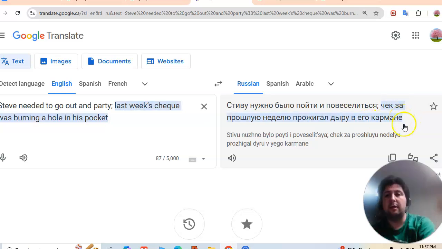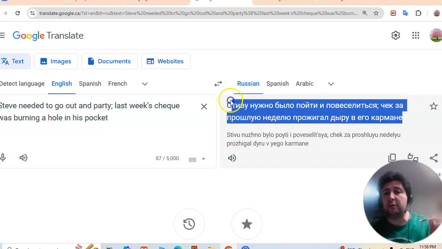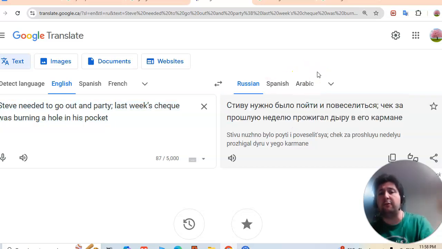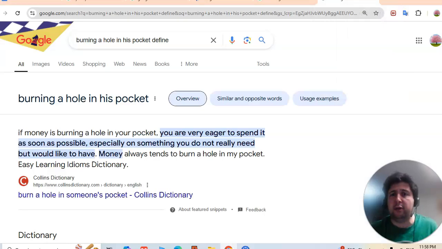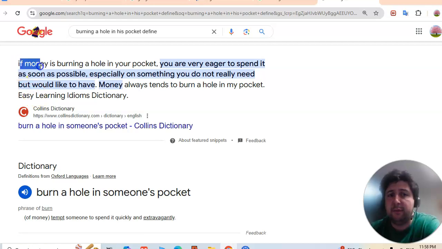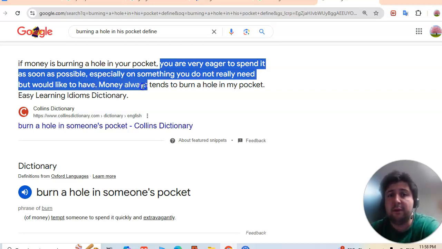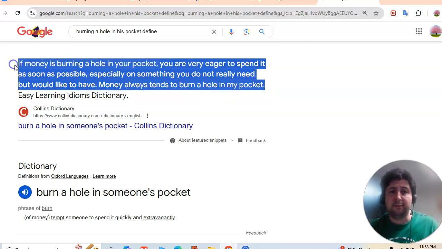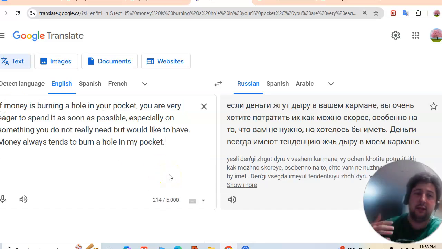There it is. No, Google Translator, you're wrong. It wasn't literally burning a hole in his pocket. If you read that, Google Translator gives you the literal definition, which is not what you want. You want the metaphorical definition. So, you type burning a hole in his pocket, you take the whole idiomatic phrase and you type define. And it's going to give you Collins Dictionary. If money is burning a hole in your pocket, you are very eager to spend it as soon as possible, especially on something you do not really need but would like to have. Money always tends to burn a hole in my pocket. We take that, put it into Google Translator, and now we have an explanation of what the idiom means.